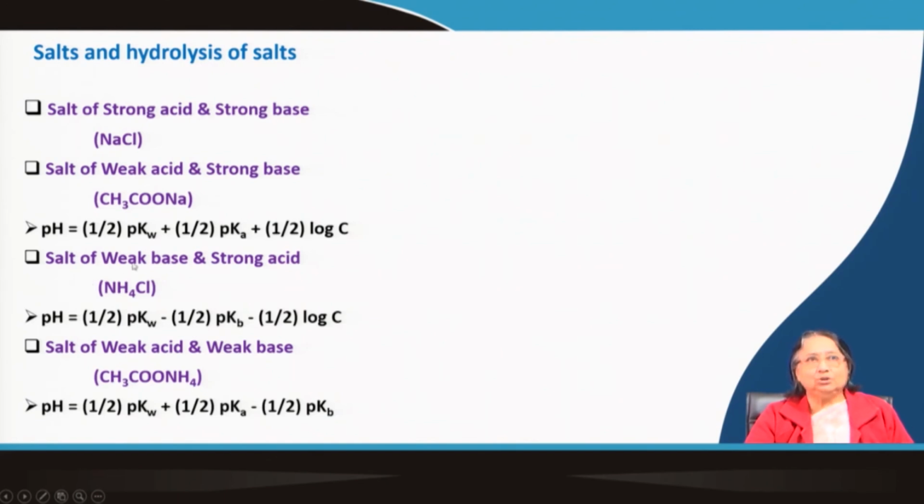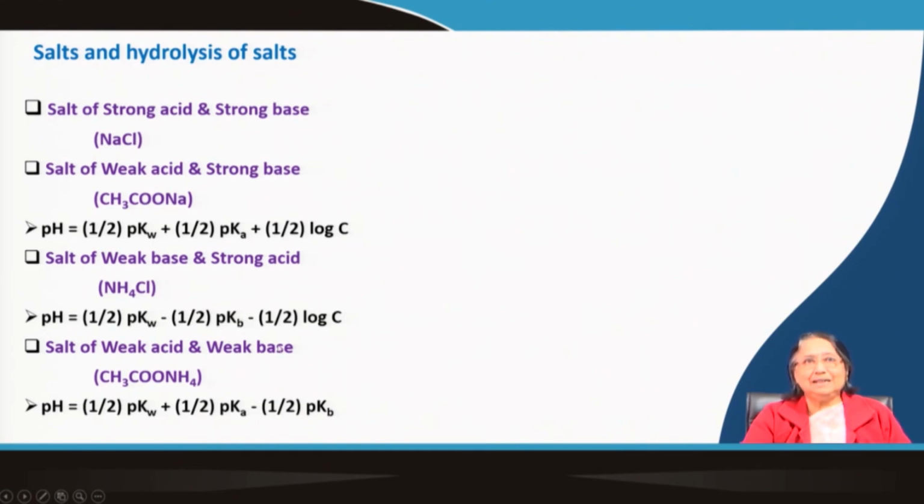Similarly, if it is a salt of a weak base and strong acid, you will think that ammonium chloride, if you dissolve it, will give neutral pH, but it is not, it will give some acidic pH to the water. And how can you calculate? pH is equal to half pKw minus half pKb minus half log C. Same way, C is the concentration of the salt, and pKb here is for ammonia, the base. So you have to use the pKb of ammonium hydroxide here.